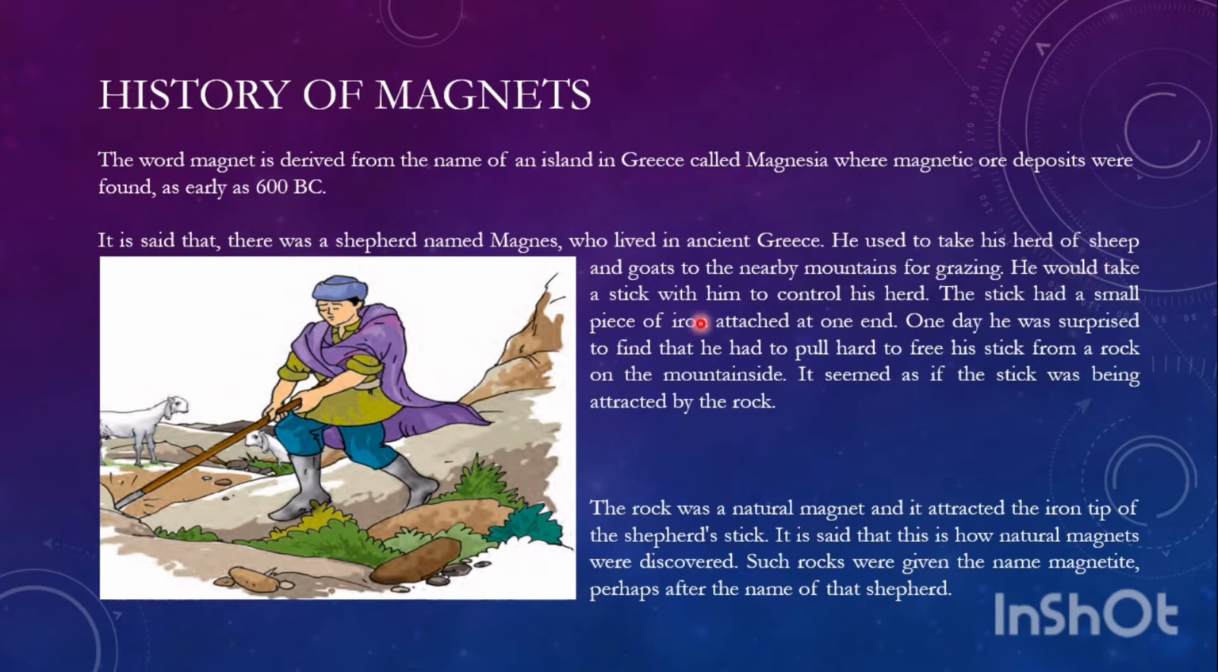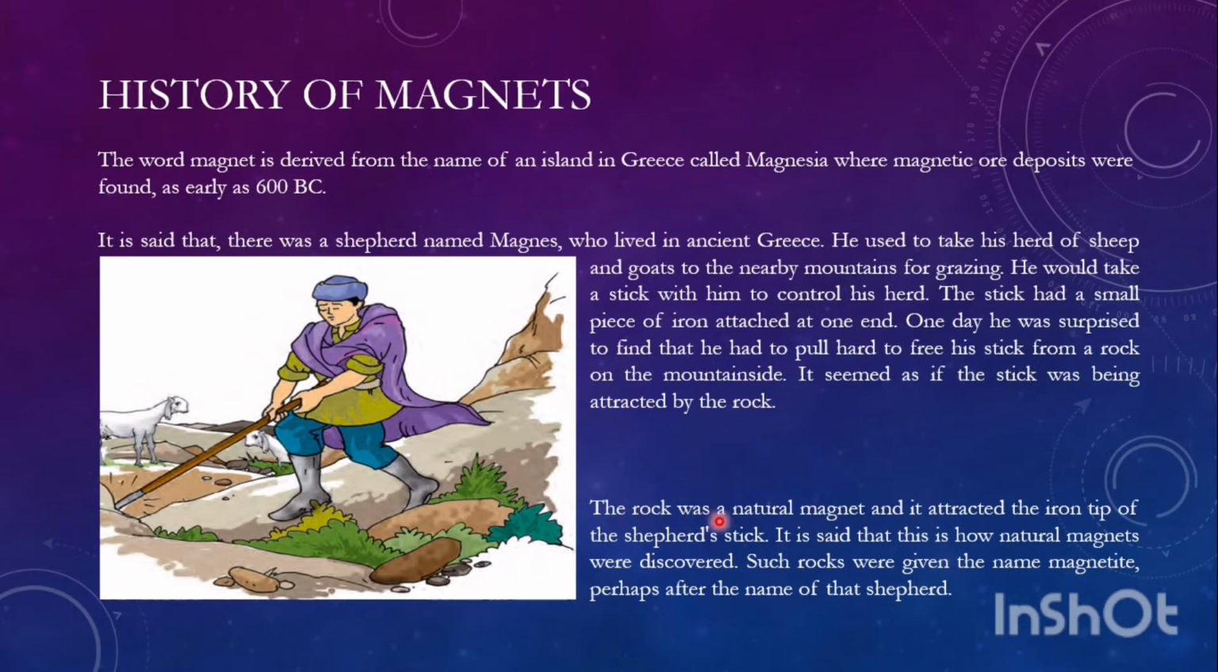He would take a stick with him to control his herd. The stick had a small piece of iron attached at one end. One day, he was surprised to find that he had to pull his stick very hard from the rock on the mountainside. It seems as if the stick was being attracted by the rock. Now, the shepherd was in shock.